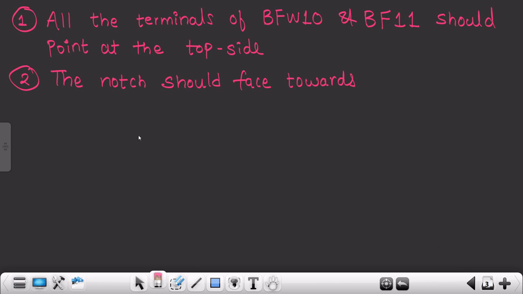You can actually alter the first two points. You can write the first point as the notch should face towards you. I just forgot to write "towards you". And the second point can be all the four terminals of JFET should point at the top side. It's one and the same. You can alter those points, or you can combine them into one point. Then the third point is pretty easy.